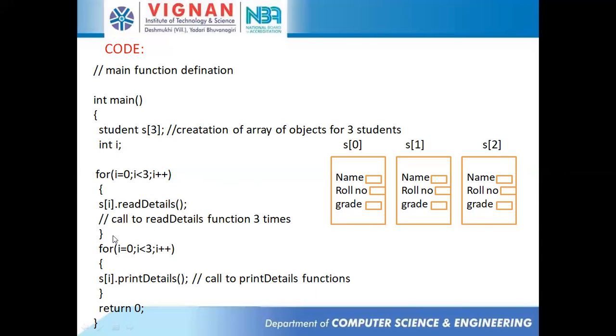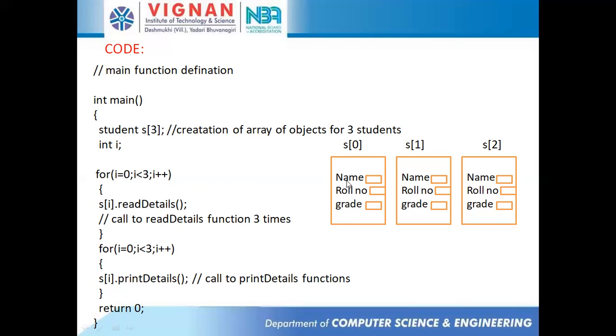So next, after reading the student details, simply we have to display those student details here. For that, again we have to call the print details function here to display the student details. So this print details function, again we need to call 3 times because we need to display the 3 student details. Again we have to use it within the loop here. So the loop begins from i equal to 0, i is less than 3, i plus plus. So s of 0 dot print details.